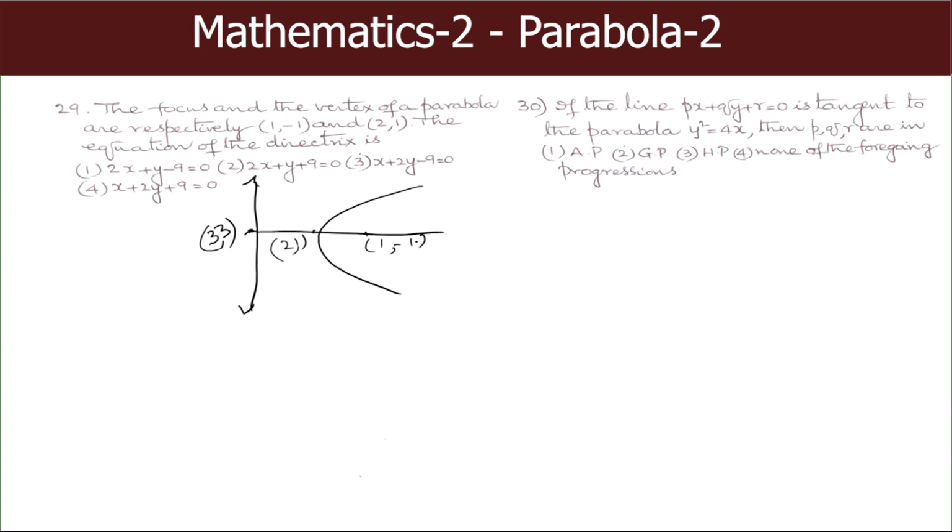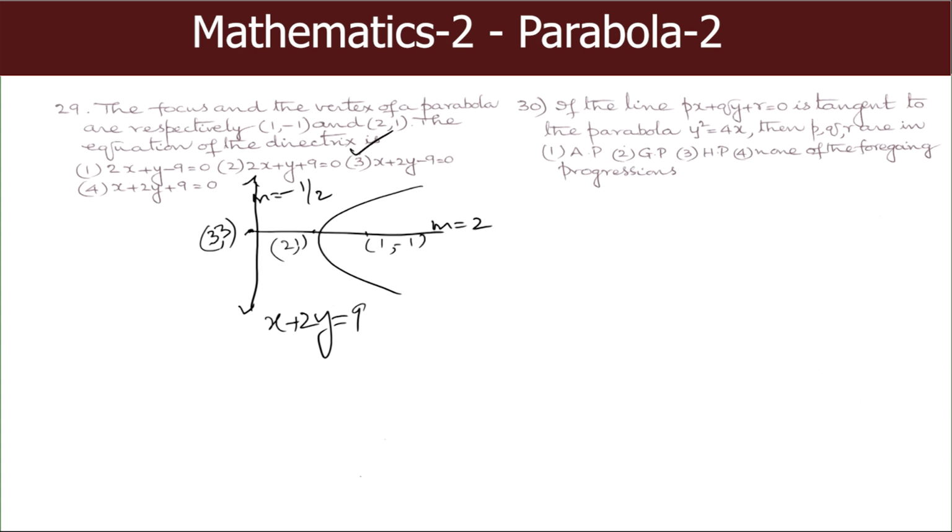What is the axis? The axis is the line joining (2, 1) and (1, -1). The slope of the line joining (2, 1) and (1, -1) is 2/1, that is 2. Therefore, the slope of the axis is m = 2, so the slope of the directrix is m = -1/2. So, what is the equation of the directrix? A line with slope -1/2: x + 2y = k. And because this directrix passes through (3, 3), k is equal to 9. So, therefore, the equation of the directrix is x + 2y = 9, that is the third option.